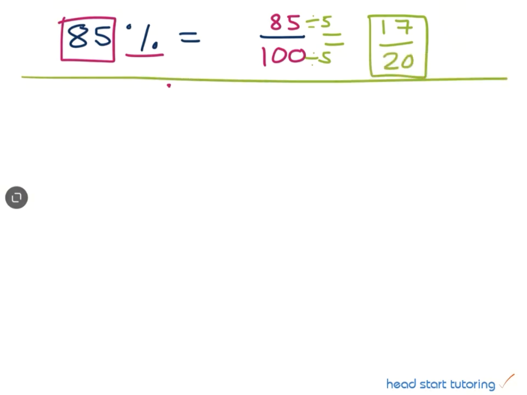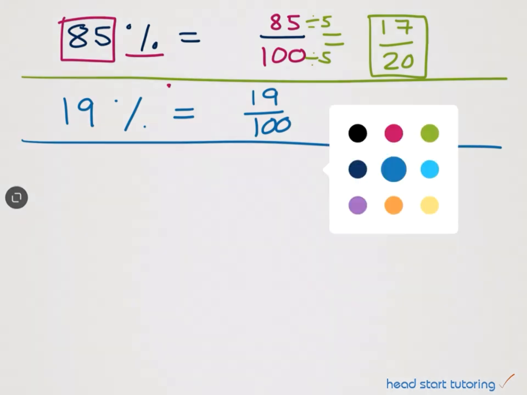Right, let's have a look at 19%. 19% will give us 19 over 100, and we cannot simplify 19 over 100 any further. So quite simply, 19% is equal to 19 over 100 as a fraction.